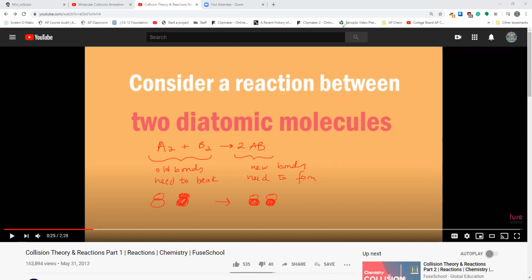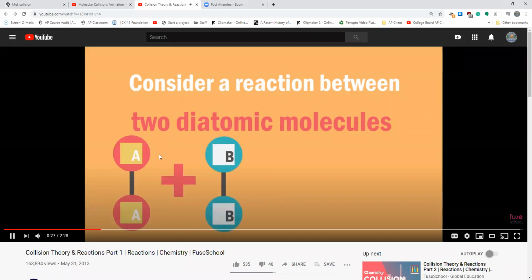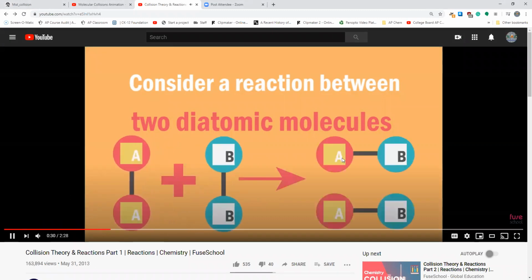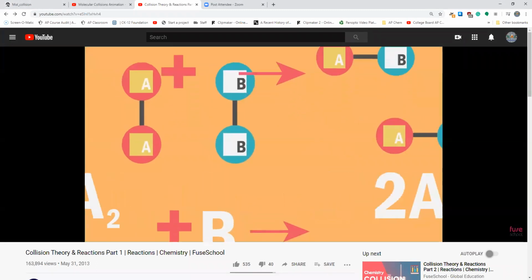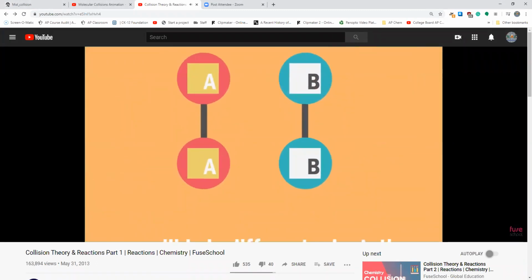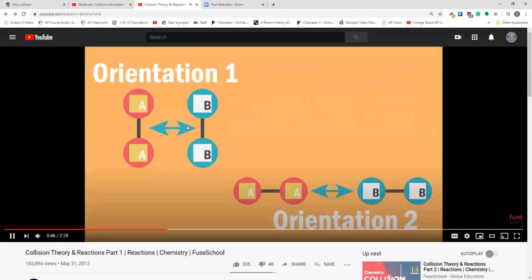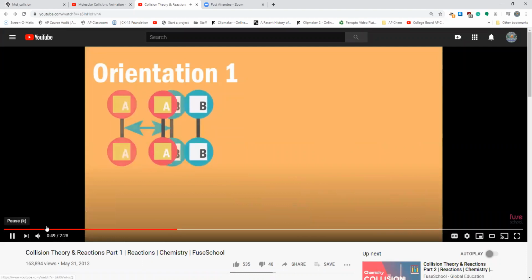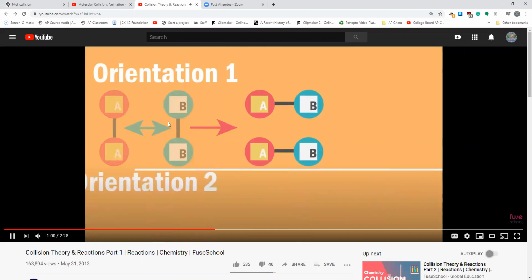So let's see this. Here are A and B. They have to collide to form a new product, okay? So they have to collide with enough energy and proper orientation. Here, they're going to collide with different orientations, okay? That's orientation 1 and orientation 2. So let's see. This is a correct orientation because the old bonds broke. The A collided with the B, the A collided with the B, the old bonds broke.